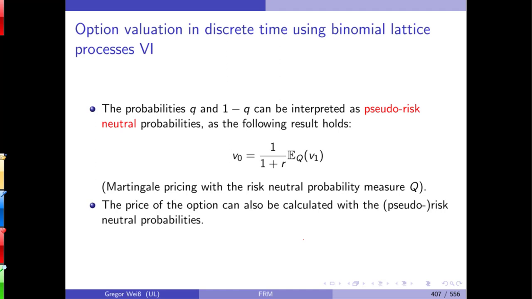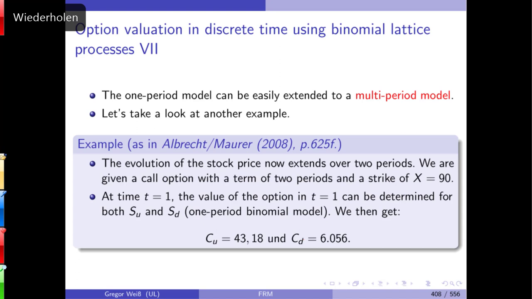And this is what risk-neutral pricing entails, and this is how you suddenly change the physical probabilities into what we call risk-neutral probabilities. Okay. And you can do the same here.